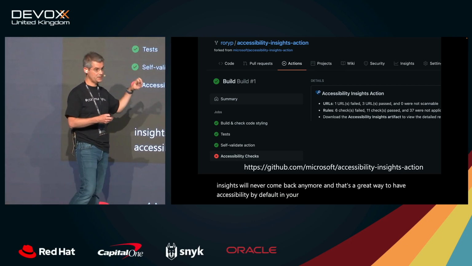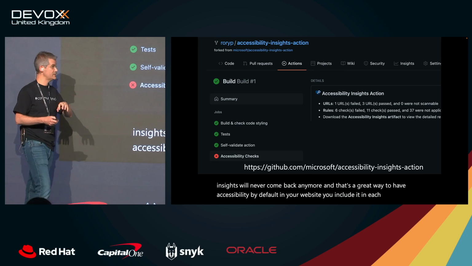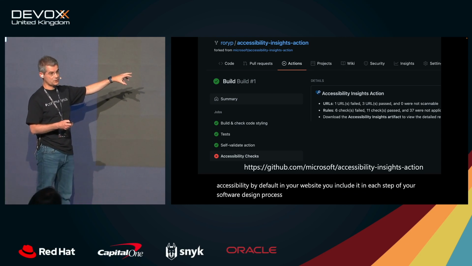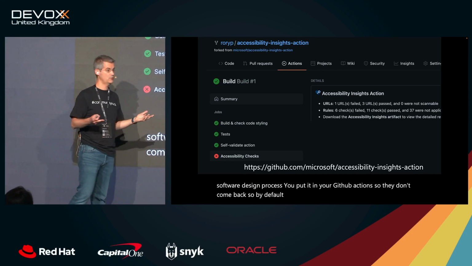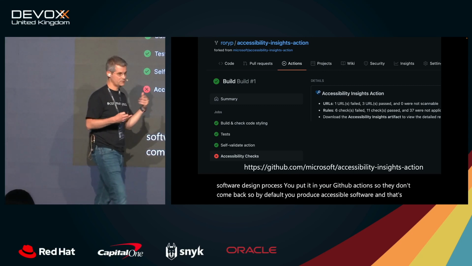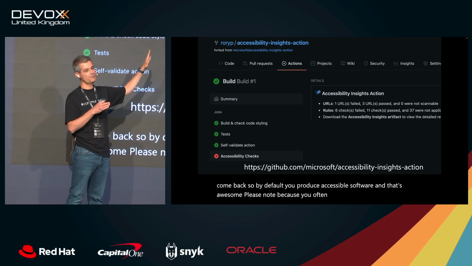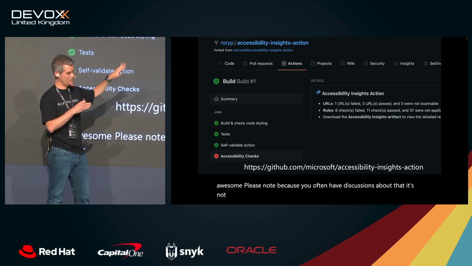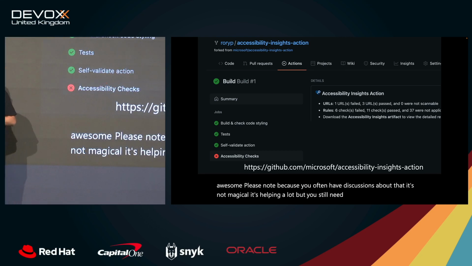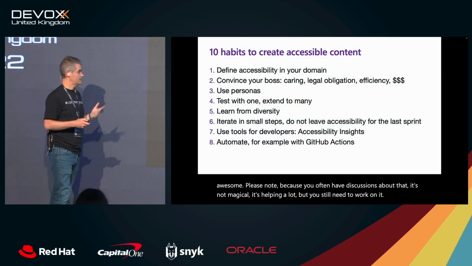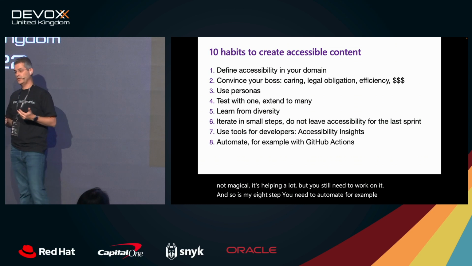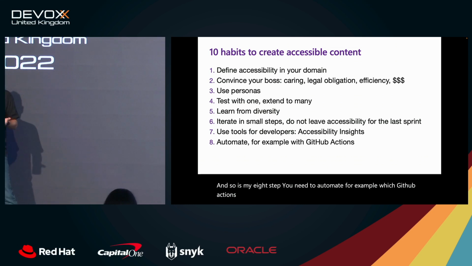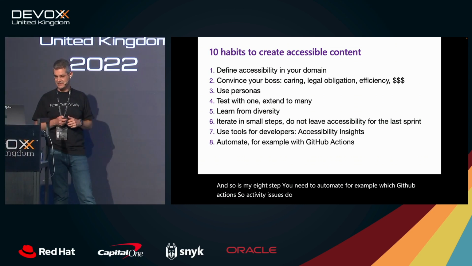You include it in each step of your software design process. You put it to your GitHub Actions so they don't come back. And so by default, you produce accessible software. And that's awesome. Please note, because very often I have discussions about that, it's not magical. It's helping a lot, but you still need to work a bit on it. And so that's my 8th step. You need to automate, for example, with GitHub Actions, so accessibility issues do not come back once you have fixed them.